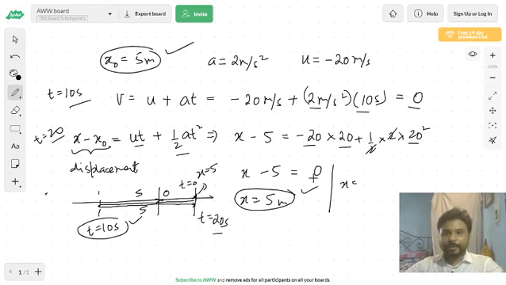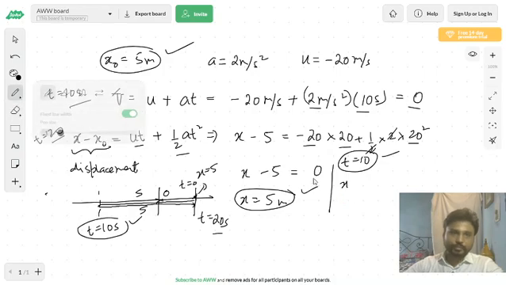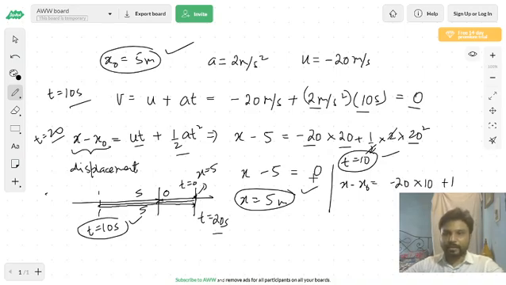So the position of the particle at t equal to 10 seconds, that is what we want to find. So this would be equal to x naught. Since we write it this way, x minus x naught is equal to ut, where initial velocity is minus 20 and time is 10, plus half acceleration, that is 2, into 10 squared. So this comes out to be minus 100 meters.